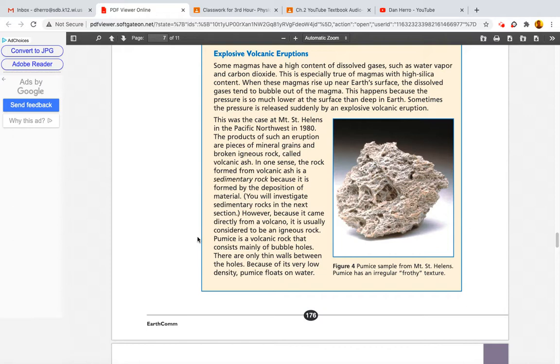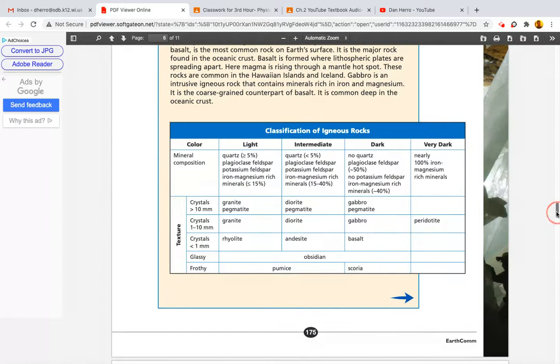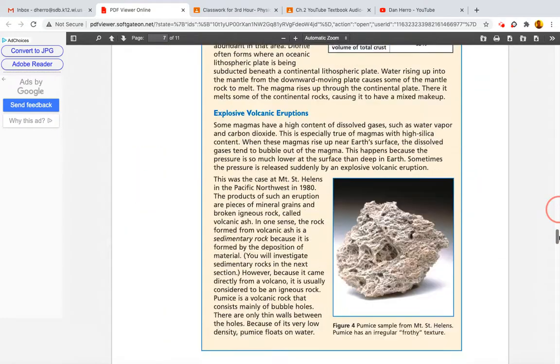Pumice is a volcanic rock that consists mainly of bubble holes. There are only thin walls between the holes. Because of its very low density, pumice floats on water. Figure 4 shows a pumice sample from Mount St. Helens. Pumice has an irregular or frothy texture. Okay, so this is what a frothy texture looks like. So when we refer back up to this chart, there are two igneous rocks that have a frothy texture. One of them is pumice, which is light, and another one is scoria, which is darker. So now we know what that frothy texture is.